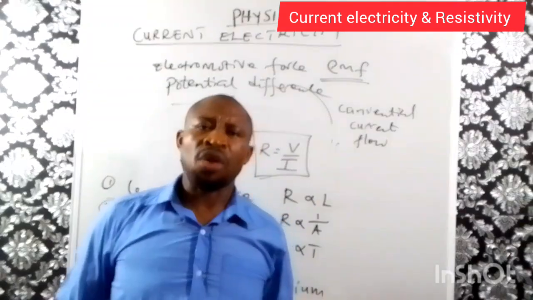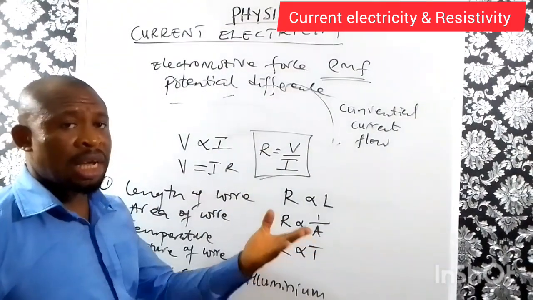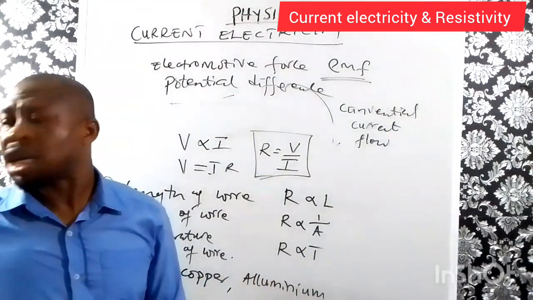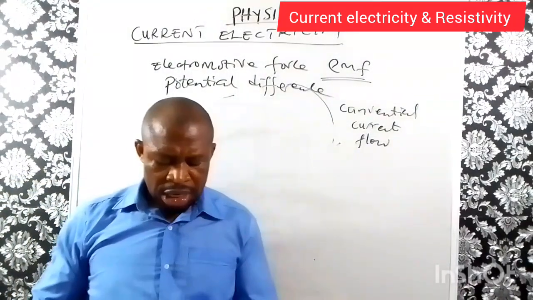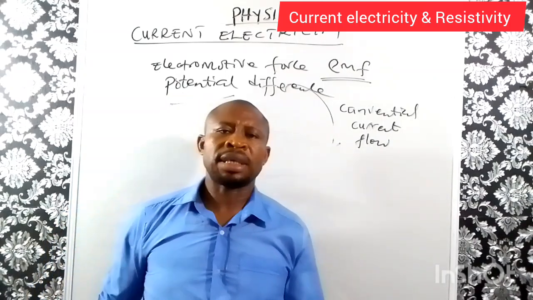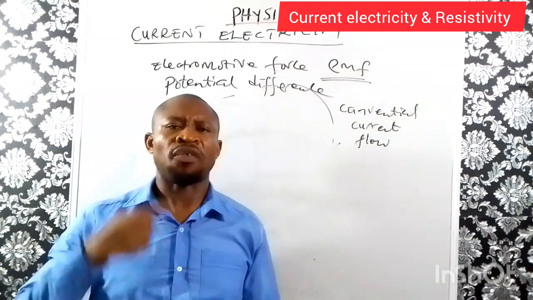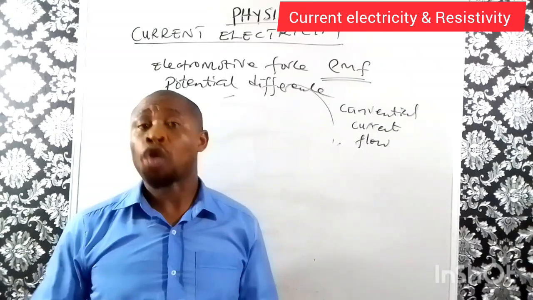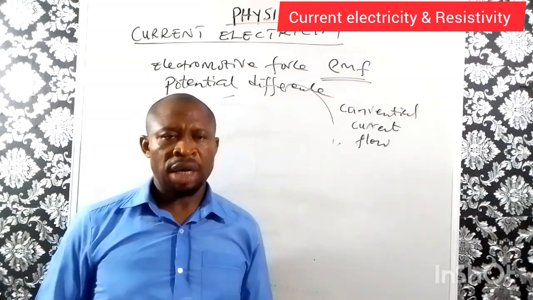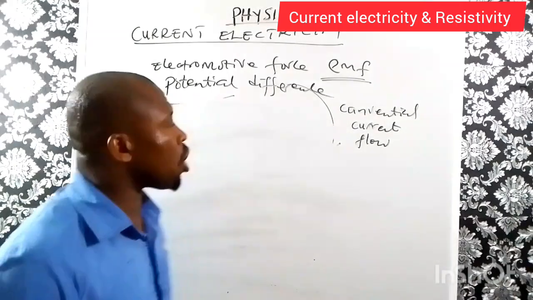Now let us look at the resistivity. Having looked at resistance, we said it is the opposition to the flow of current in an electric circuit. Now we have resistivity. The resistivity of a material is defined as the resistance of unit length of wire of a unit cross-sectional area. So it is the resistance of a wire of material of unit cross-sectional area.